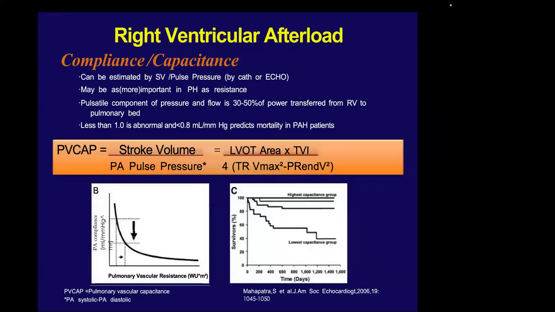Right ventricular afterload can be estimated by the stroke volume and pulse pressure by cath or echocardiography, and may be as important in pulmonary hypertension as resistance. Pulsatile component of pressure and flow: 30 to 50% of power is transferred from the RV to the pulmonary bed. Less than 1 is abnormal, and less than 0.8 ml per mmHg predicts mortality in pulmonary arterial hypertension patients.